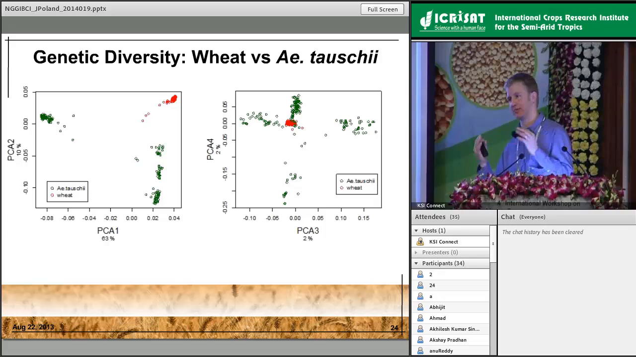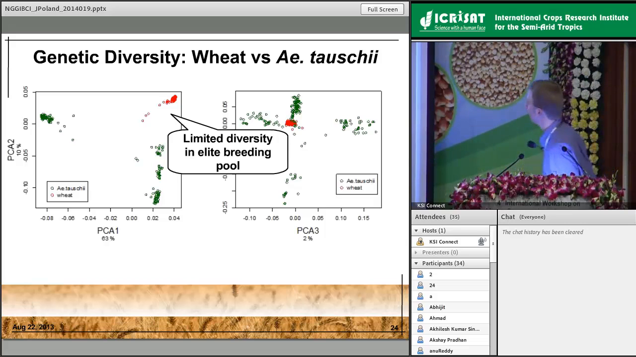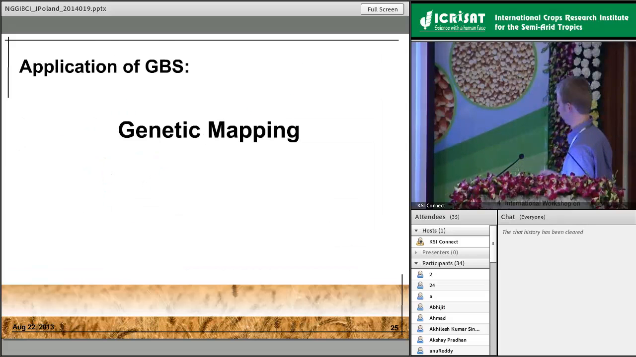And so now to think about how we can take really informed approaches to integrate this diversity back into the breeding program. And so that's what we see here in the breeding program.